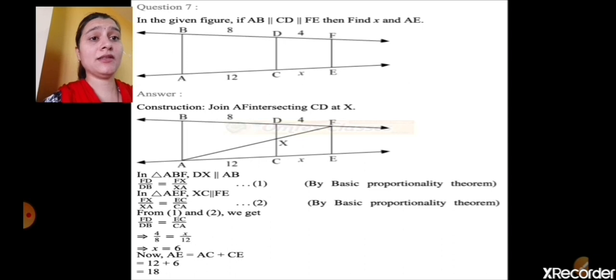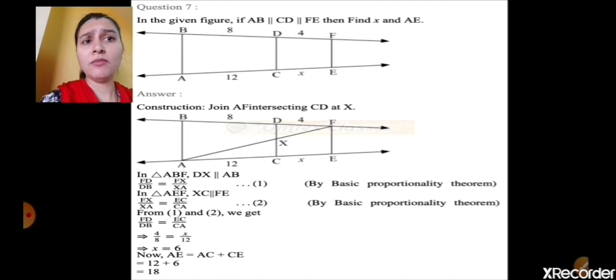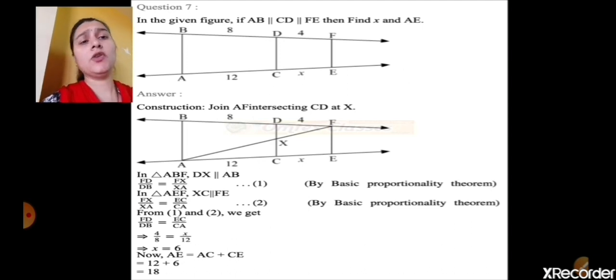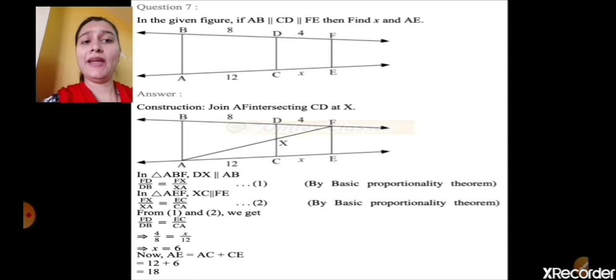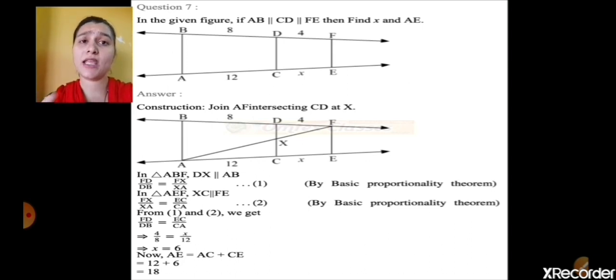Now x is 6. One condition is being fulfilled. You have to find AE. See the question properly. Many times it happens you just find x and keep it as it is. You don't read out the question that AE is also been asked to you. So AE is nothing but AC plus CE. So 12 plus 6 will give you 18. Highlight your answers wherever you are writing the final one. So here write the final answer. AE is equal to 18. X equal to 6. Highlight it with the box. I am repeating it again and again.